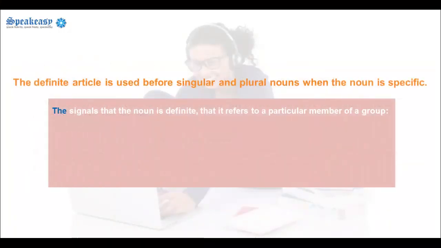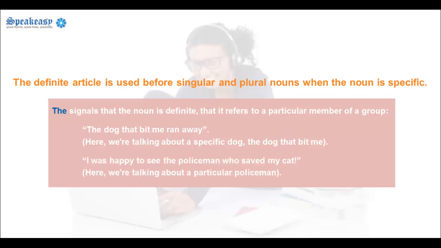The definite article is used before singular and plural nouns when the noun is specific. The signals that the noun is definite, that it refers to a particular member of a group. The dog that bit me ran away. Here, we're talking about a specific dog, the dog that bit me. I was happy to see the policeman who saved my cat. Here, we're talking about a particular policeman.